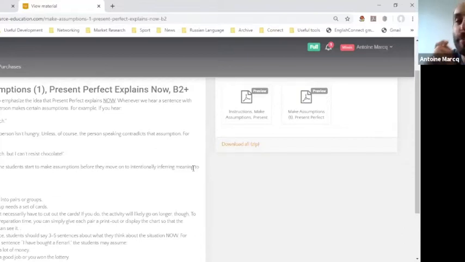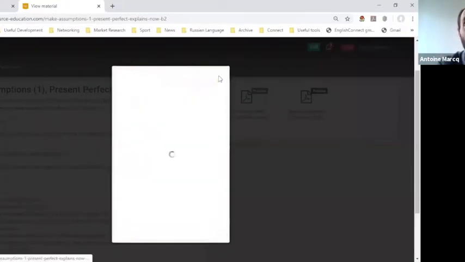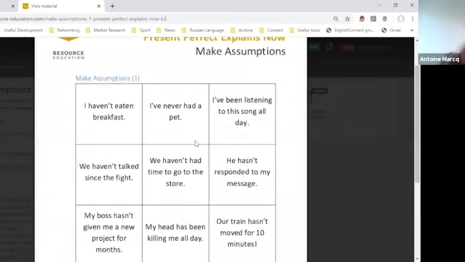You're going to put students in pairs or small groups, and you'll see that in the document, you're going to have cards. So you cut them out if you're playing offline. If you're playing online, you just type them in the chat one by one. For each card, students are going to make assumptions. This is really a great activity for students to start absorbing the why of present perfect.